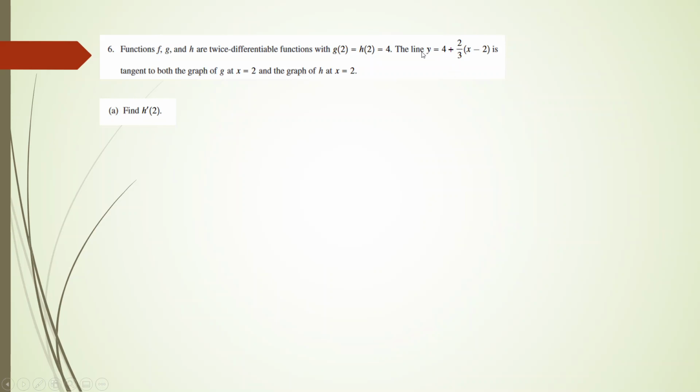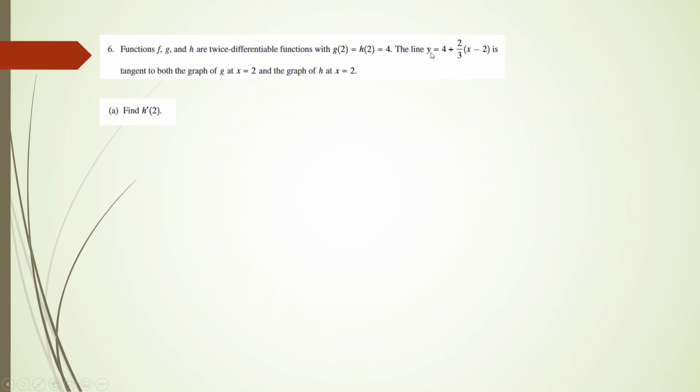Specifically here, that information is in the form of a tangent line. Because what we know about a tangent line is that the slope of the tangent line is going to be equal to the slope of the function at our given x value, which is 2. And so the derivative of our function h at 2 is going to have the same slope as this line that is tangent to h at 2. And looking at the form of this tangent line, we see that 2/3 is our slope.